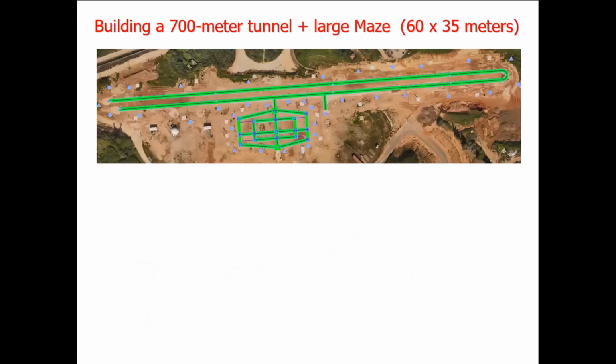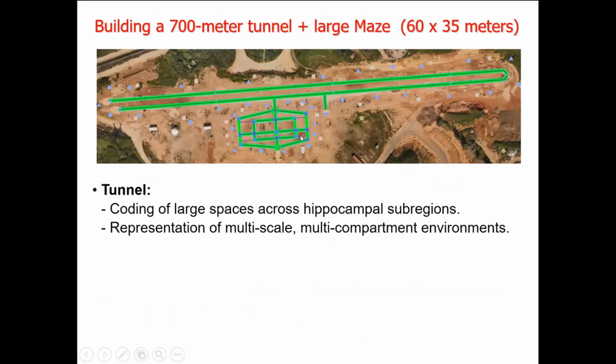And we have now finished building a 700-meter long tunnel. We demolished the old 200-meter tunnel. This is the tunnel, and a large maze, about 60 by 5 meters in size. We're already running experiments in this new tunnel, asking questions about coding of large spaces across hippocampal subregions, so not just in CA1, but also in other areas.